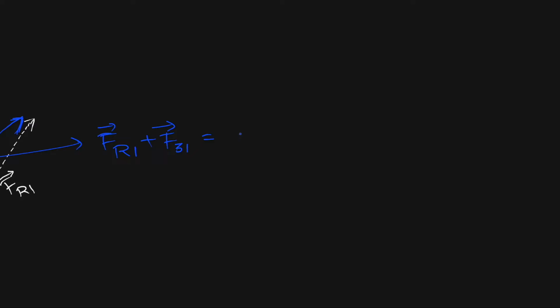Again finding the resultant, let's suppose this is the resultant. This resultant value is the FR1 vector plus the F31 vector, and it is equal to, let's suppose I say, the FR2 vector.